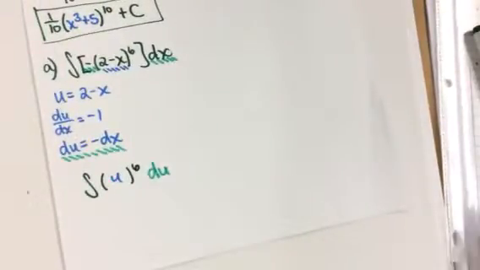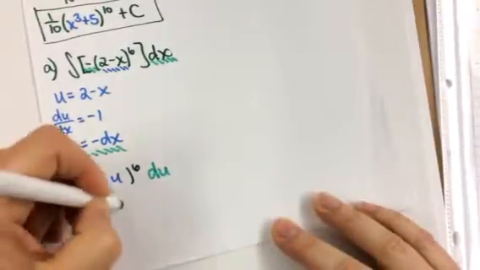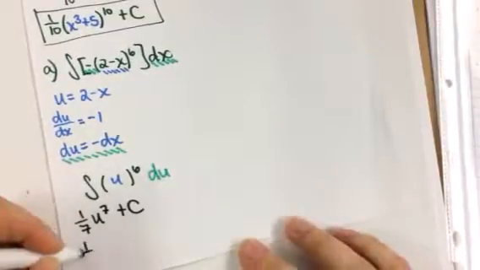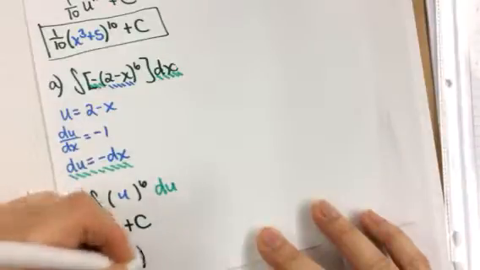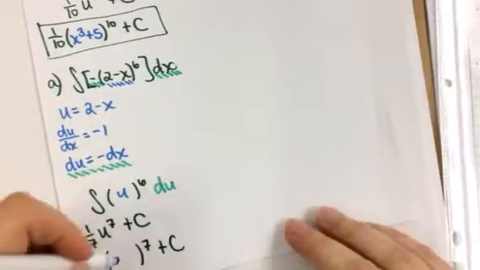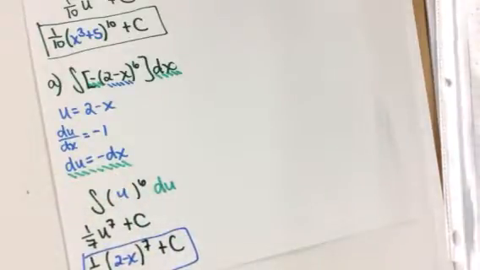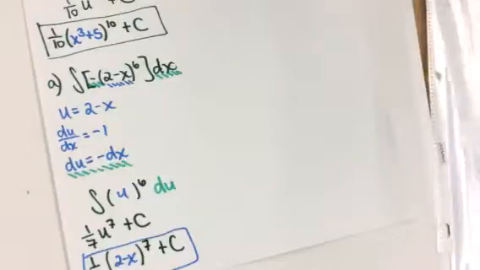Sorry to be sideways. So raise the power, divide by that power, plus c because it's indefinite, no endpoints. And then substitute the u back in. So the u is 2 minus x, and we're done. Okay? So let's jump to the back side. Let's save b.